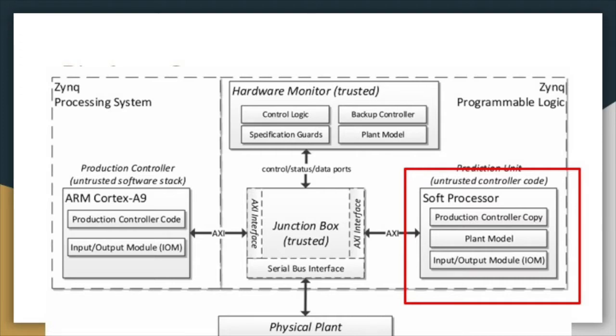The prediction unit is comprised of a copy of the production controller and a model of the plant. Controller and plant functions send and receive data across an AXI bus through an I/O module. The production controller I/O module forwards MTU commands to the prediction unit I/O module. The prediction unit was implemented on a MicroBlaze soft processor in the programmable fabric of the Zynq 7000, allowing it to preview attacks that corrupt control algorithm scheduling or driver-level I/O.